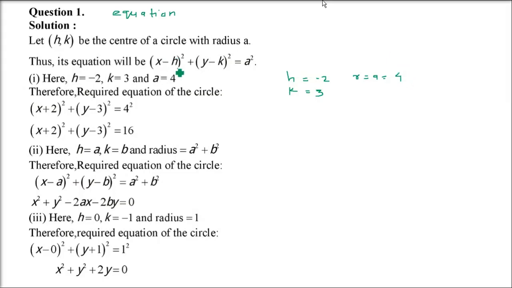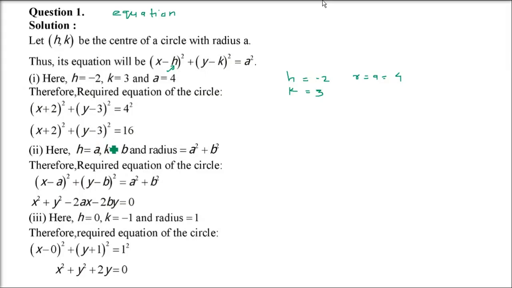So if you see, (x minus h) whole square plus (y minus k) whole square equals a square. In place of h you are going to place minus 2, so x minus minus 2 will be x plus 2. In place of k you are going to put 3, in place of r you are going to put 4, so this will be the equation.